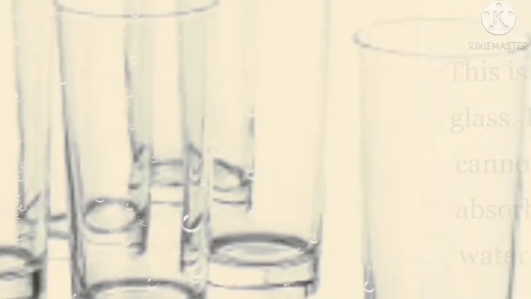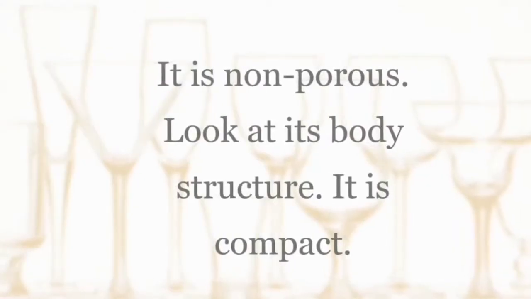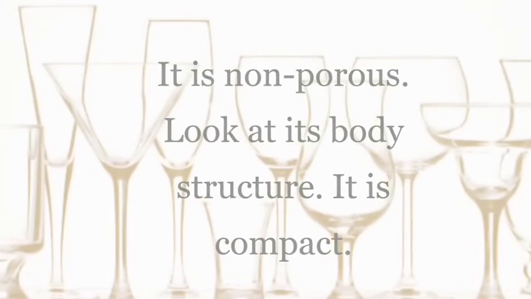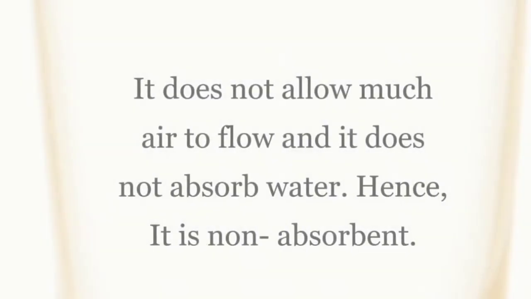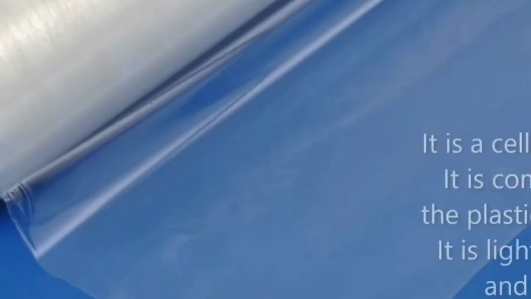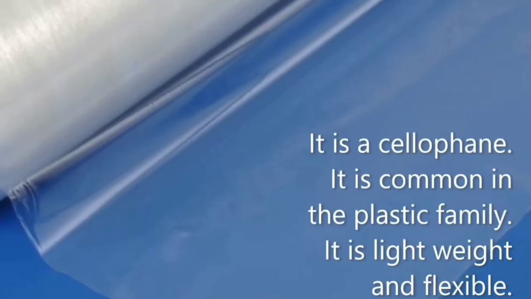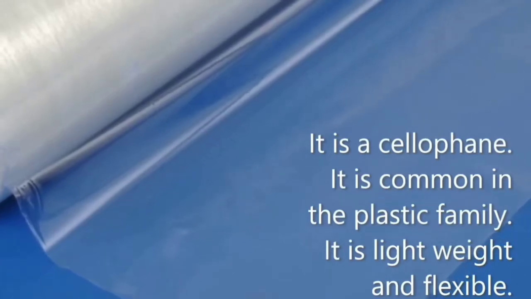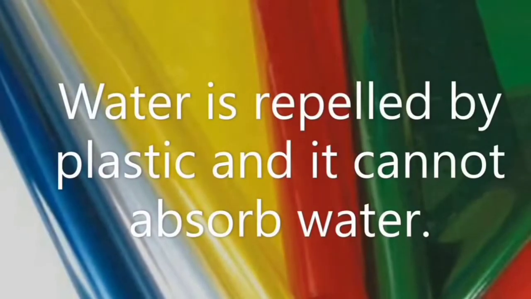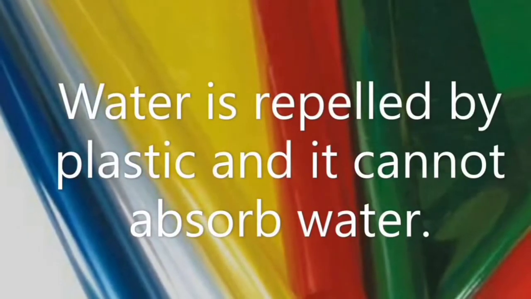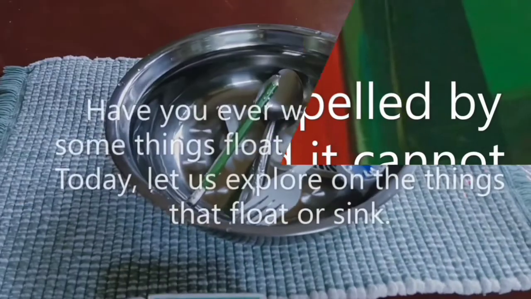Let's examine our next set of materials. This is a glass that cannot absorb water. It is non-porous. Look at its body structure. It is compact. It does not allow much air to flow and it does not absorb water. Hence, it is non-absorbent. It is cellophane. It is common in the plastic family. It is lightweight and flexible. Water is repelled by plastic and it cannot absorb water.